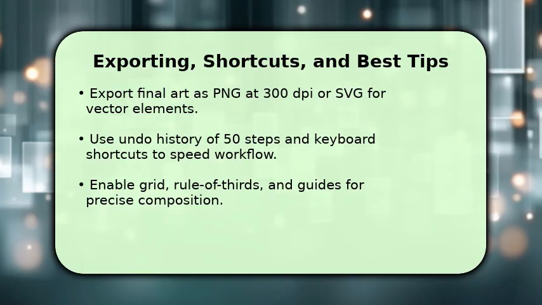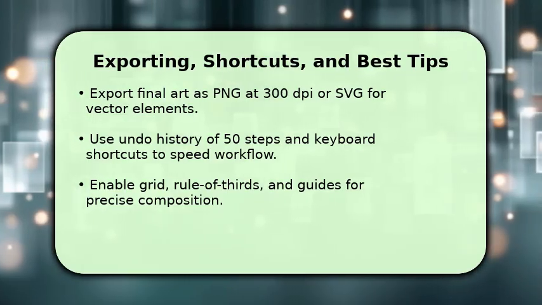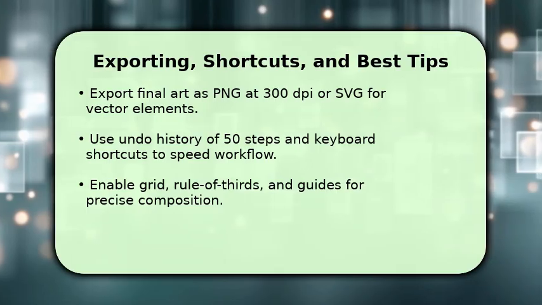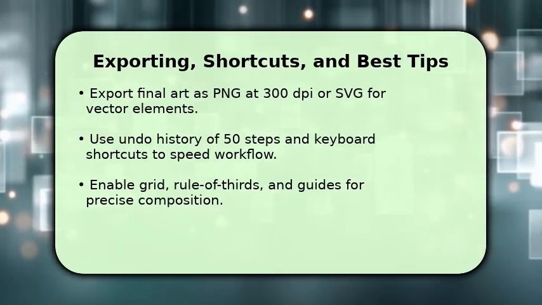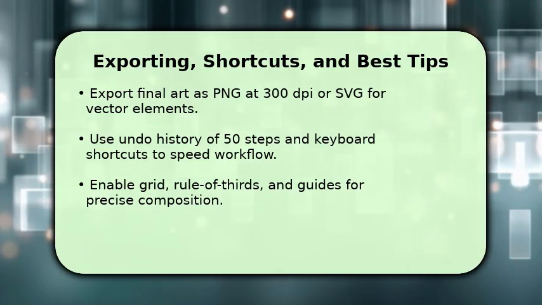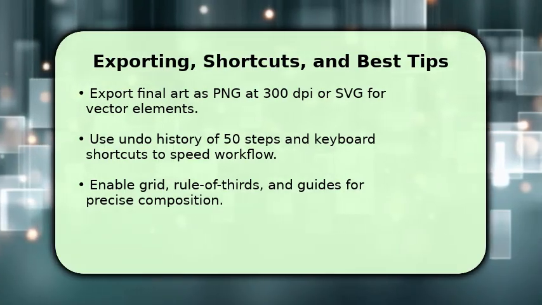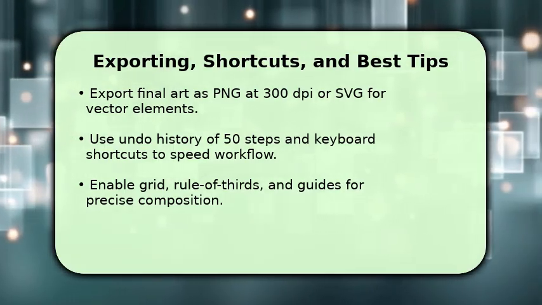When your piece is finished, tap Export and select PNG at 300 dpi for print quality. Choose SVG to preserve vector shapes and scalability when applicable. Use the undo history, which stores up to 50 steps for safe experimentation.